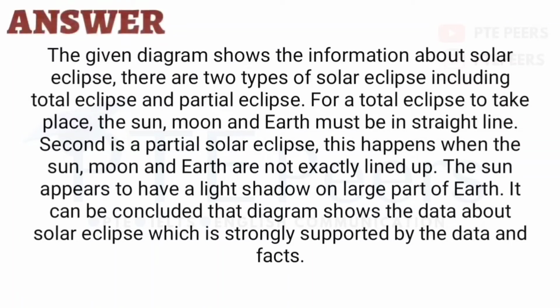The given diagram shows the information about solar eclipse. There are two types of solar eclipse, including total eclipse and partial eclipse. For a total eclipse to take place, the Sun, Moon and Earth must be in a straight line. Second is a partial solar eclipse. This happens when the Sun, Moon and Earth are not exactly lined up. The Sun appears to have a light shadow on a large part of Earth. It can be concluded that the diagram shows the data about solar eclipse, which is strongly supported by the data and facts.